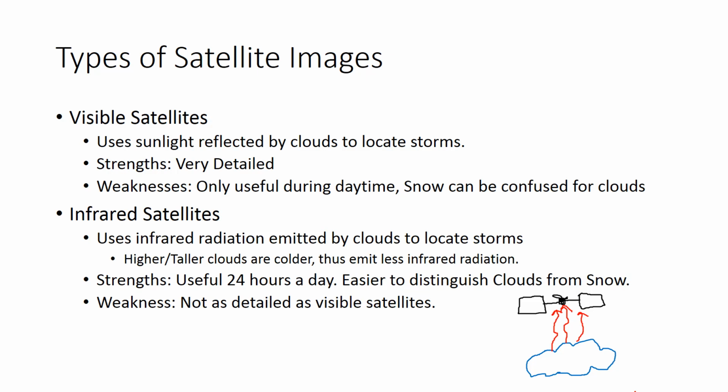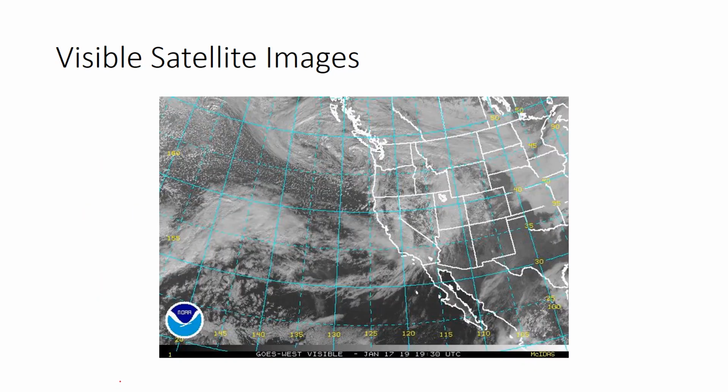Typically, snow is a lot warmer, per se, than a cloud top. And the only weakness really is that it's not as detailed as visible satellites. And typically, meteorologists use a combination of these two, visible satellites and infrared satellites. So here's how a visible satellite image looks.